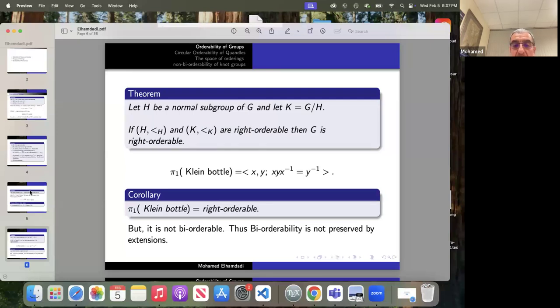Then you can have right orderable, which is not bi-orderable, and this is an example. Now, this shows that bi-orderability is not preserved by extension. If you do an extension of a bi-orderable group by another bi-orderable group, the extension may not be bi-orderable, as this example shows.